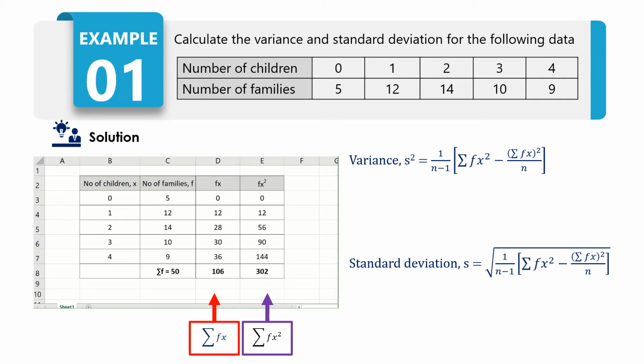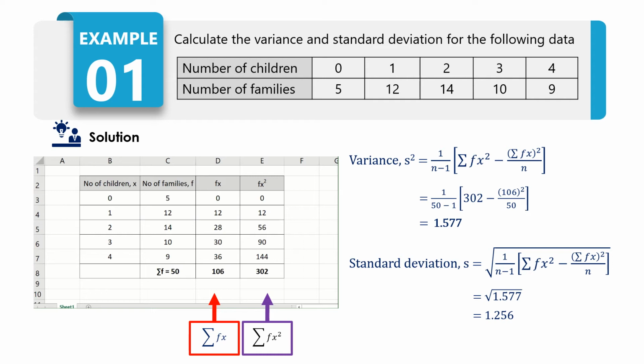Okay, so substitute into the formula. Therefore, variance is equals to 1.577. And then standard deviation is equals to square root of variance. So standard deviation is equals to 1.256.